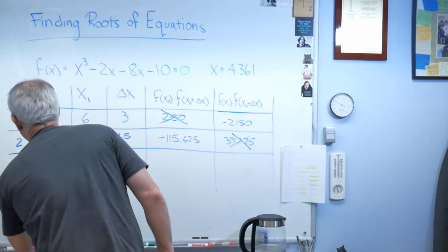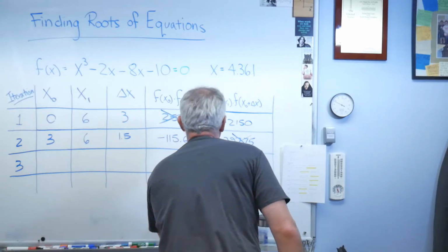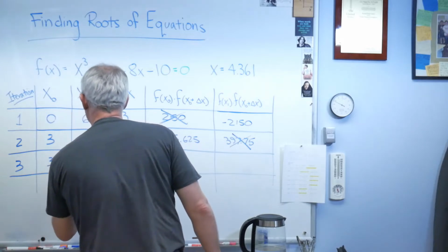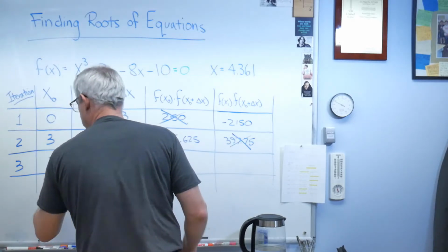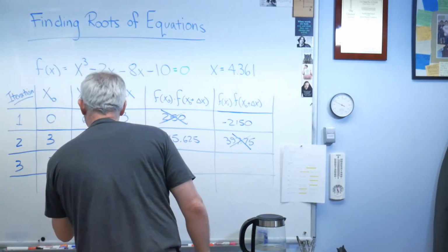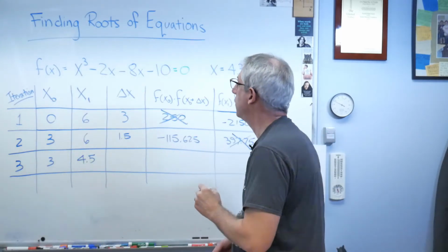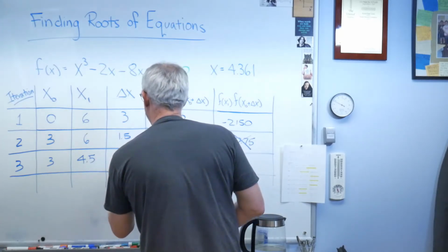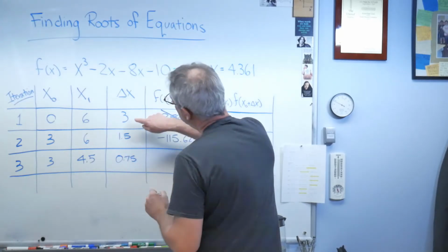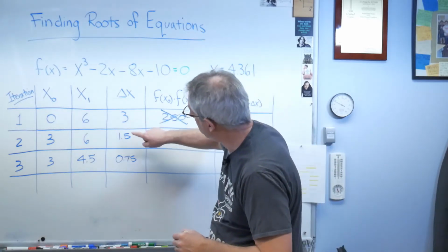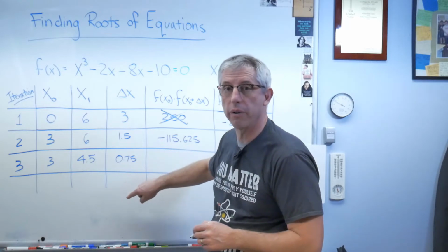So iteration 3, let's just keep going. I'll keep this. This is now 4, whoops, messed that up, didn't I? That's now 4.5. And this is now going to be, let's see, 0.75. It's half of that. Notice how these keep going down by half every time? The nice part about this is this number gets smaller and smaller and smaller.